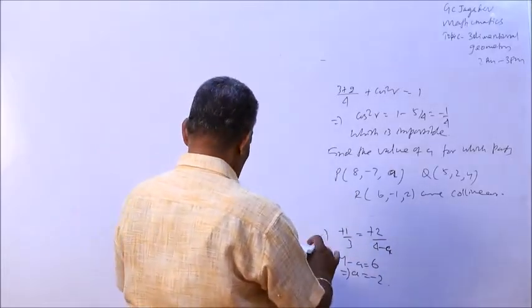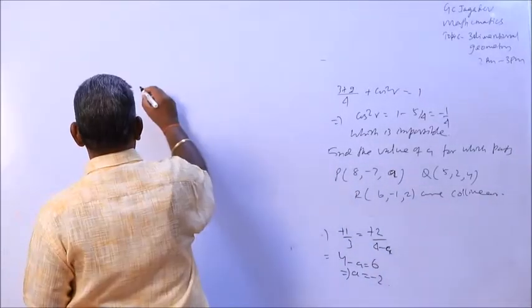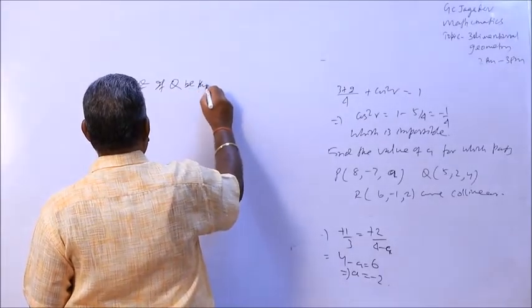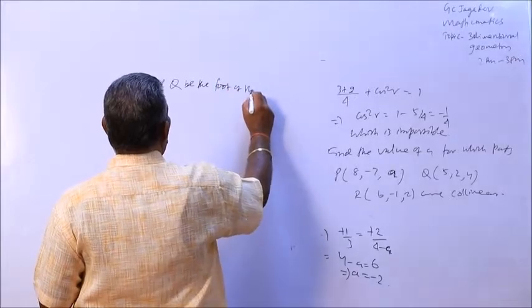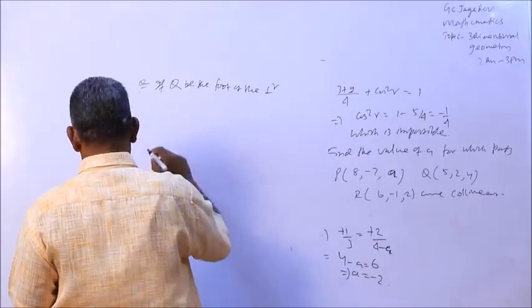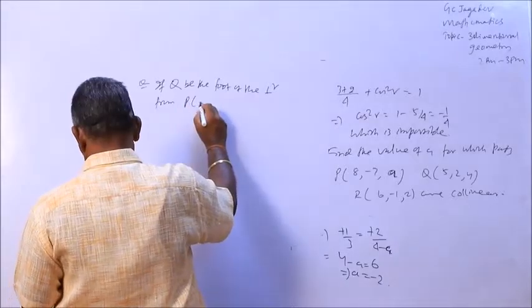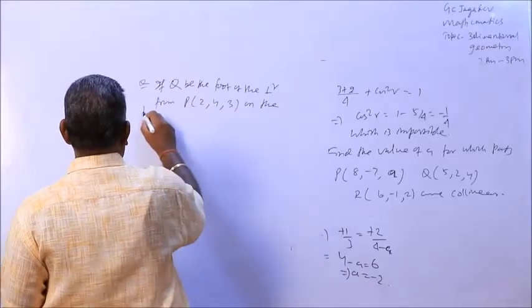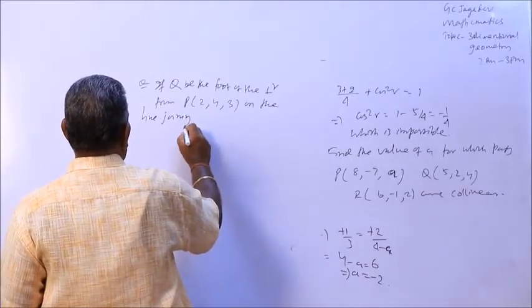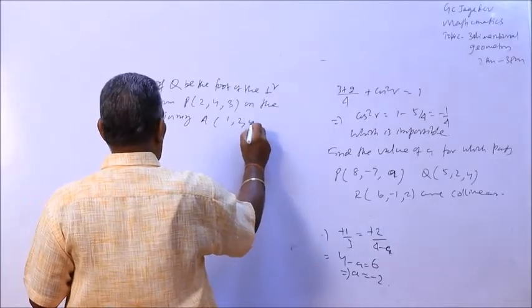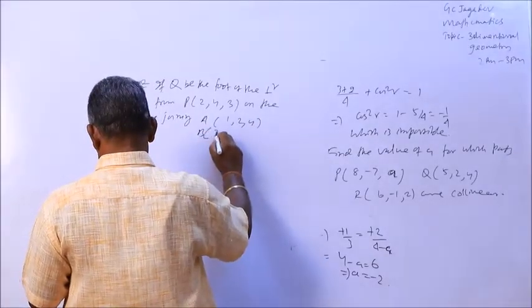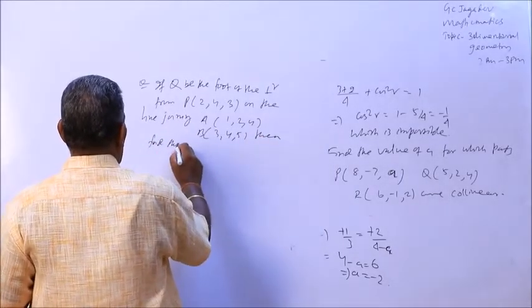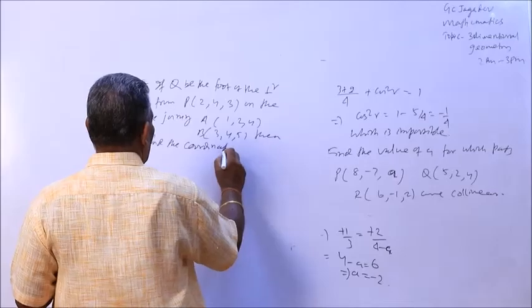Next, if Q is the foot of the perpendicular from P(2, 4, 3) on the line joining A(1, 2, 4) and B(3, 4, 5), then find the coordinates of Q.